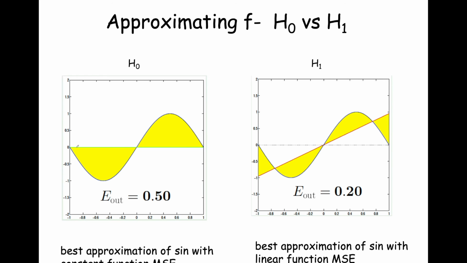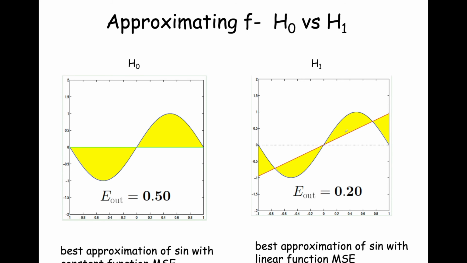If we do the same thing with the line, the linear function, we do similarly. We make the best fit, and we get the following line best approximates this sinusoid. Again, we take the mean squared error, it's this yellow region, and we get this mean squared error out of sample is 0.2.